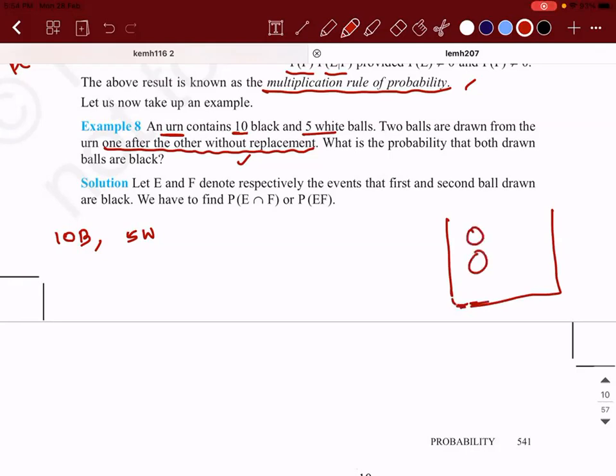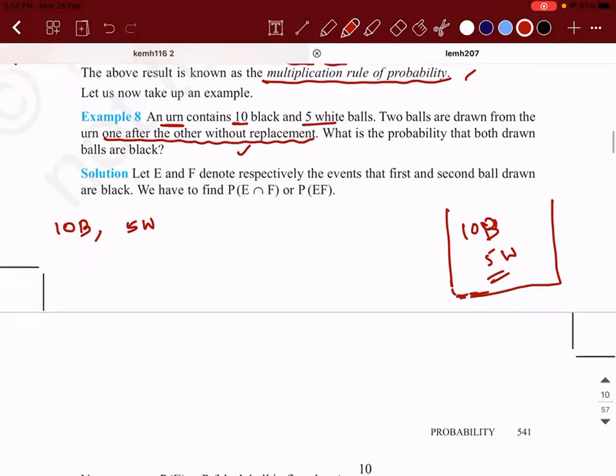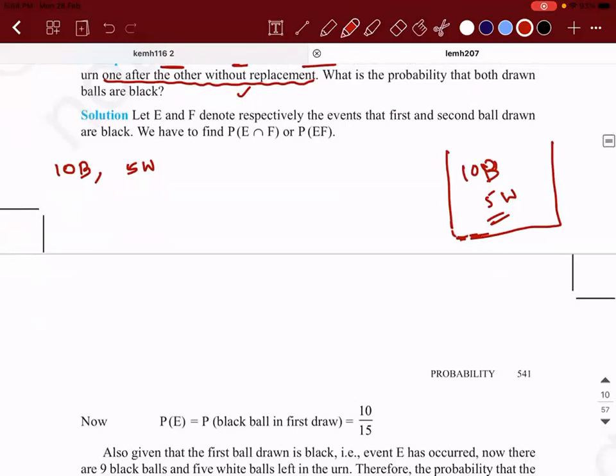There is a bag which contains 10 black and 5 white balls. So what are they doing? They're drawing 2 balls. So suppose in the first draw you got a black ball. Now, what is the probability of you getting a black ball in the first draw? So probability of black in first draw is how much? It is 10 out of 15.